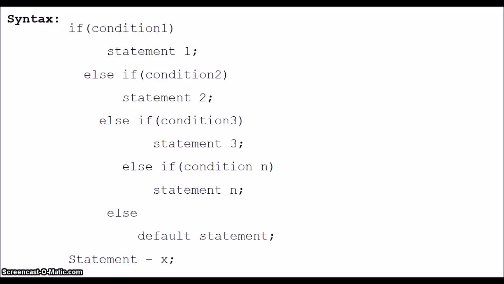Let's check the syntax. So here, if condition 1, statement 1, else if condition 2, statement 2, else if condition 3, statement 3, and so on. You can have any number of else if conditions. Then else if condition n, statement n, else default statement, then statement x. So you can see here we have a chain of else if within the else part. Hence it also looks similar to something like a ladder. Hence it is called else if ladder or cascaded if else.